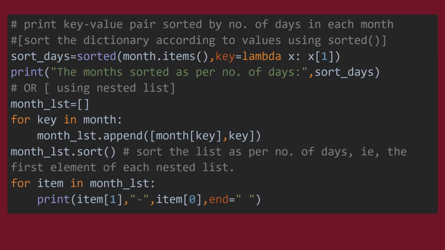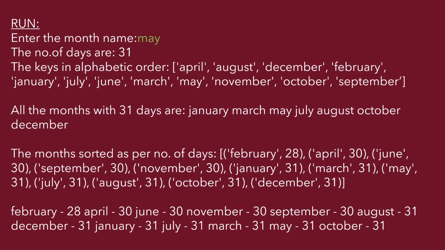Okay. Now let's run this. The first part of the program will ask the user to enter a month name. Let's say the user has entered the month name as May. Then it is displaying the number of days as 31. Now the next part, it will display the keys in alphabetic order. Here we have already called the sort function to sort the keys of the dictionary. So you can see the month names are appearing in alphabetic order: April, August, December, like this. Then the next part of this program is the month names which have 31 days: January, March, May, July, August, October, December.